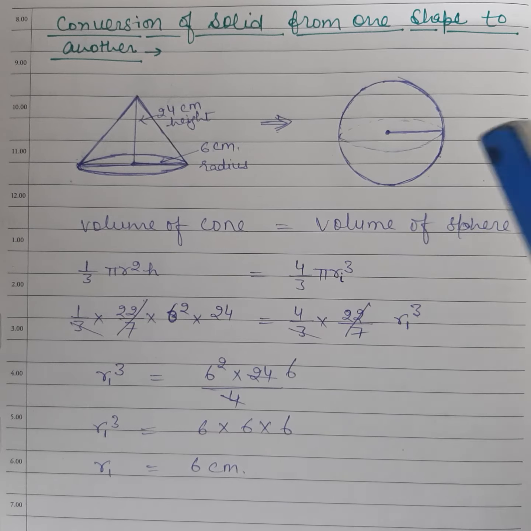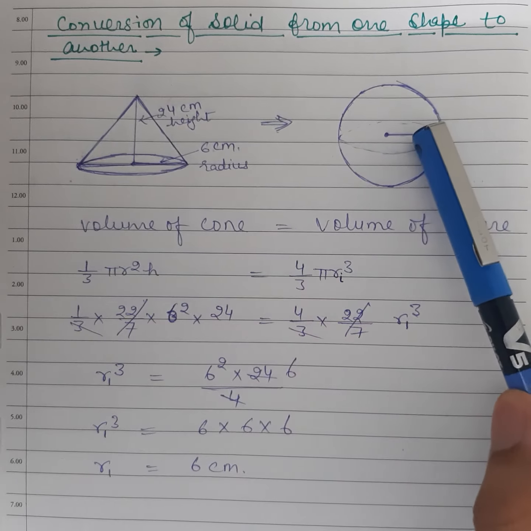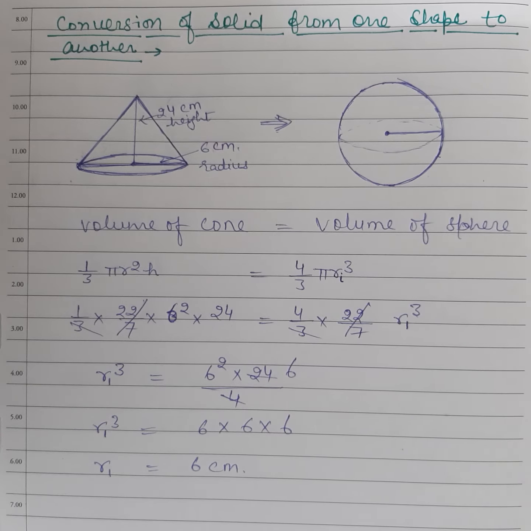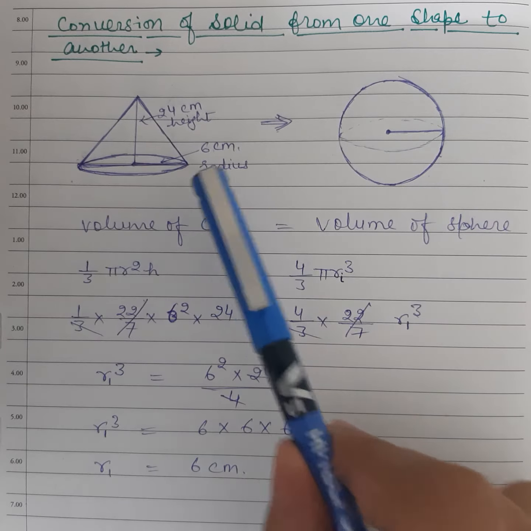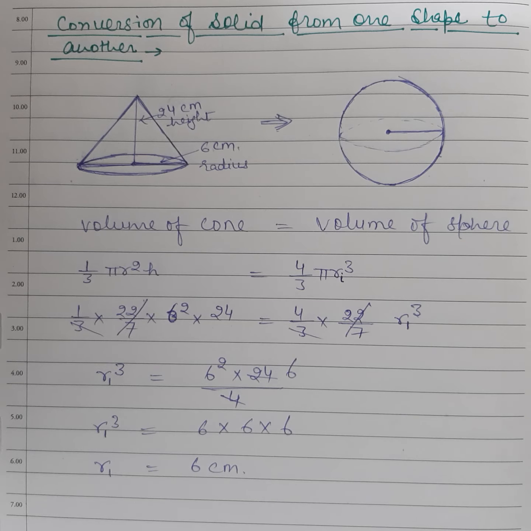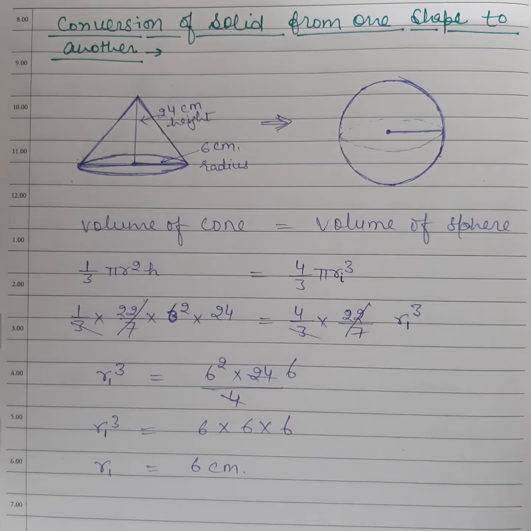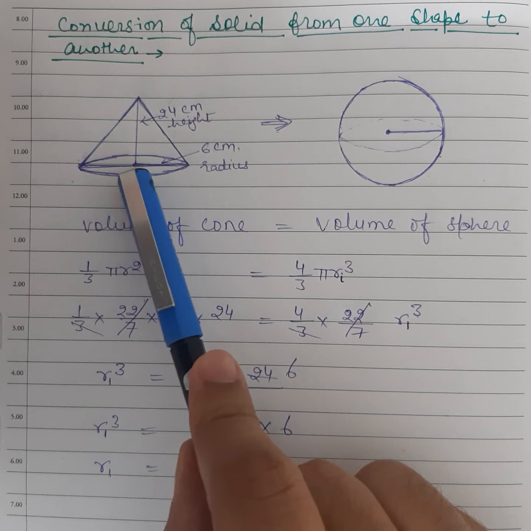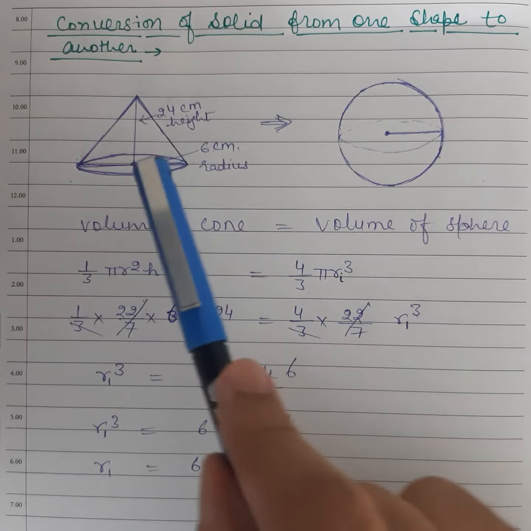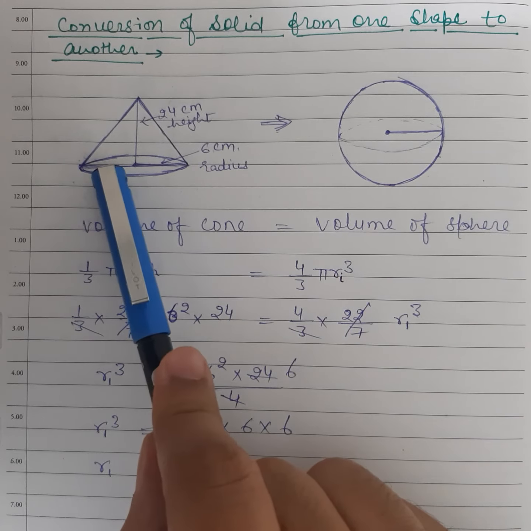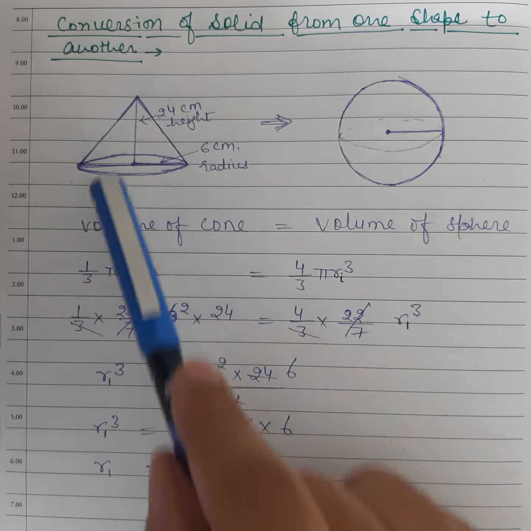Now let's see what will be the radius of the sphere if the same clay is converted into a sphere. So once a figure is converted into another shape, the volume of that remains the same. So the volume of the cone will be the same, and the volume of the sphere will also be the same as that of the cone. So volume of cone, we know how to calculate it.